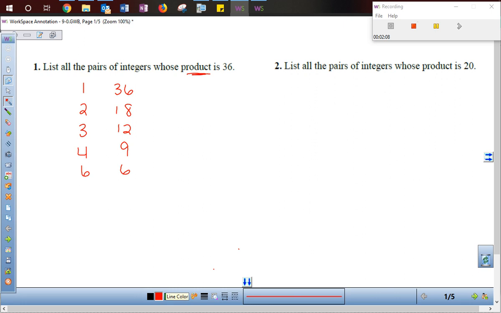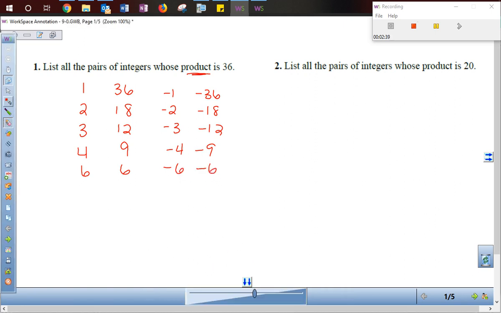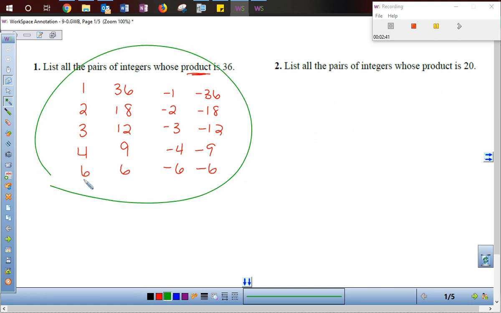But an important piece of information that we need to discuss is the fact that these are not all the numbers that can multiply together to equal 36. Because if you'll remember, 1 times 36 equals 36, but negative 1 times negative 36 also equals 36. So we have our positive integers. Let's make sure we get our negative integers as well. Now we have all of the integers whose product is 36, and these numbers are what we call the factors of 36. Let's try it again on number 2.